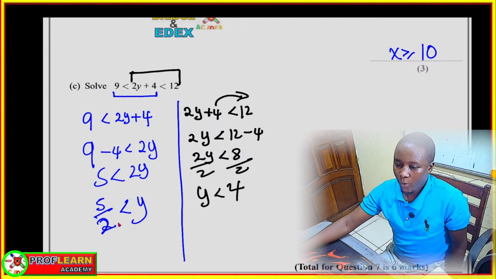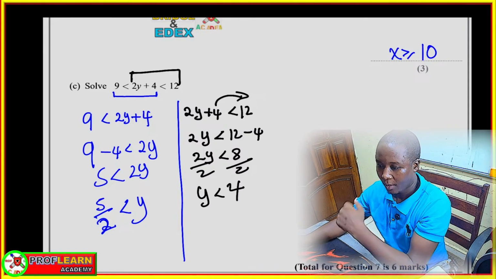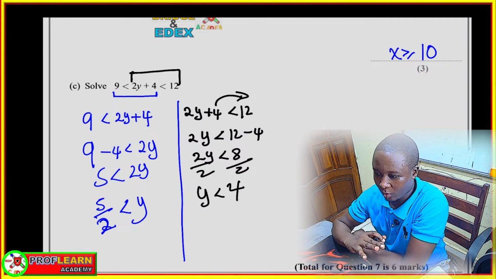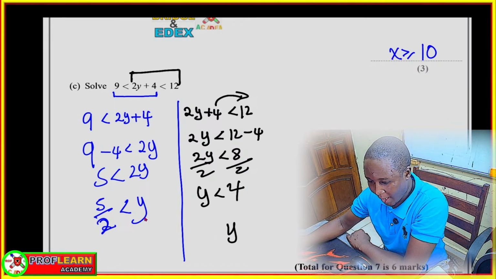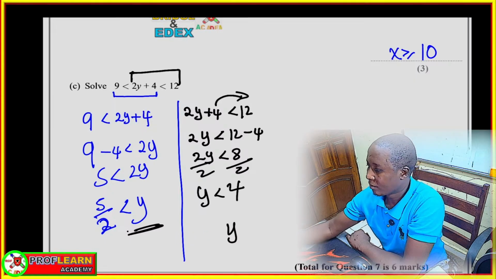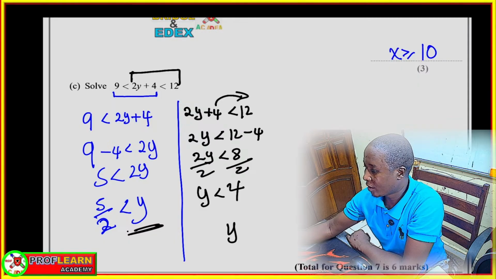So now we have two inequalities. We have to see how we combine these. How do we combine once we have gotten this? We are going to put y at the middle. Then you shall say this y is greater than 5 over 2.